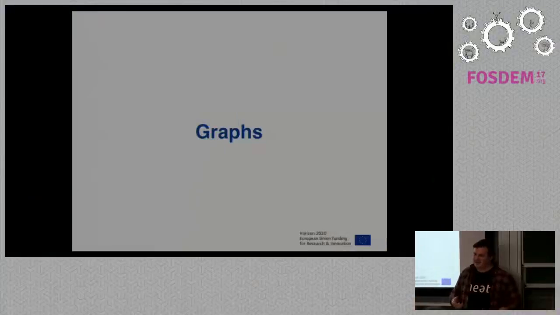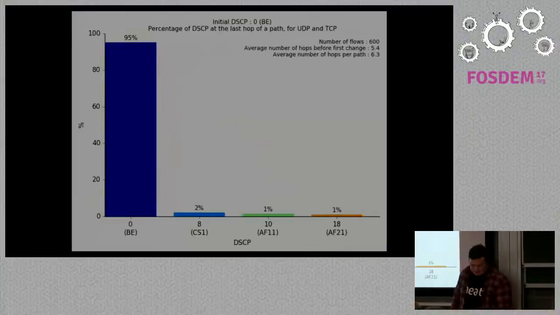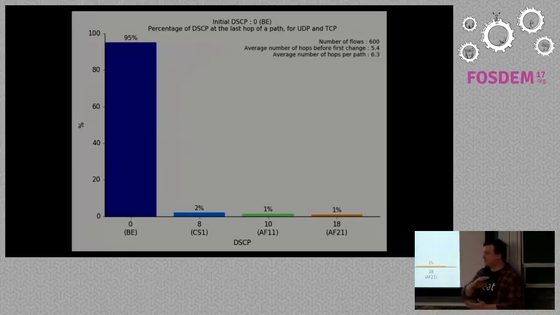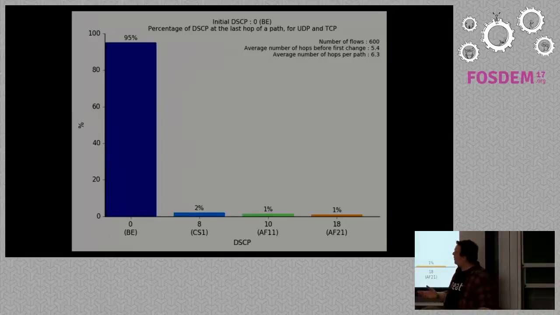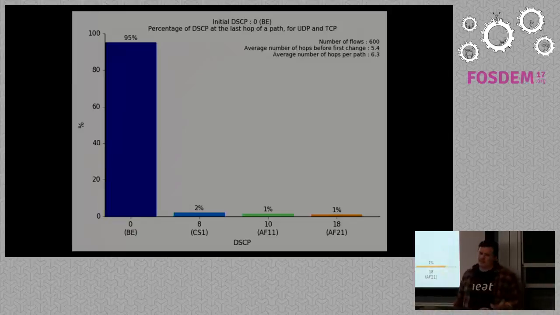Yeah, so the one we expect, this is a graph for BE traffic. So this is a DSCP of 0 set. The plot is showing the percentage of marks at the last hop. And at the top, we have average number of hops before first change, and then average number of hops per path. So the paths were like 7 or 8 hops. Yeah, so this is the behavior we expect to see. We see a lot of our BE traffic get through. Most of the remarking in the internet is bleaching down to 0 anyway, so this is a combined number we get.